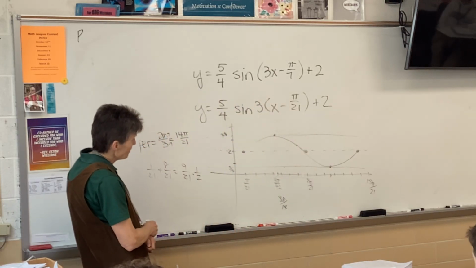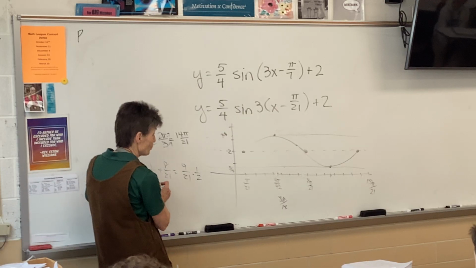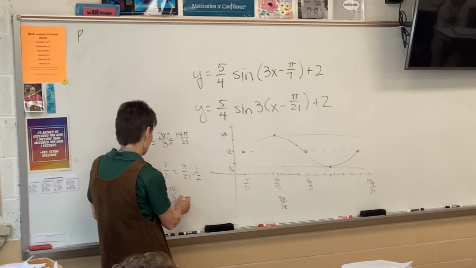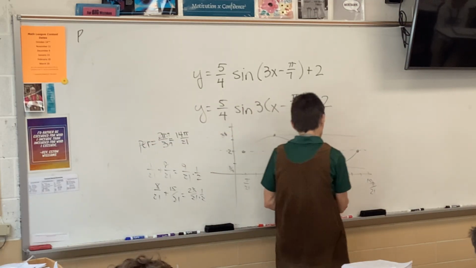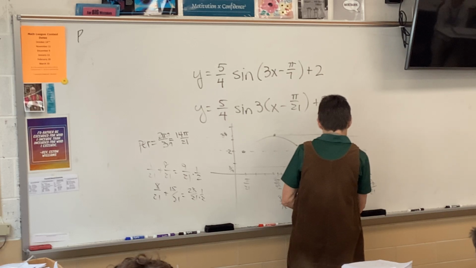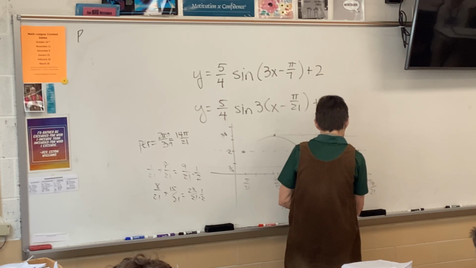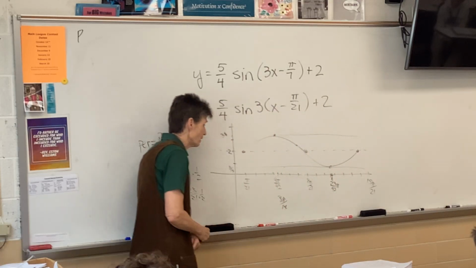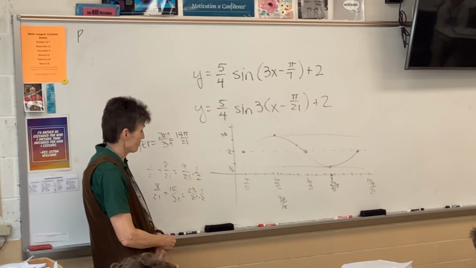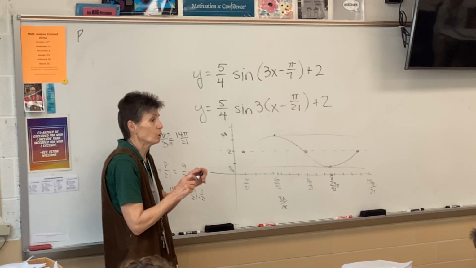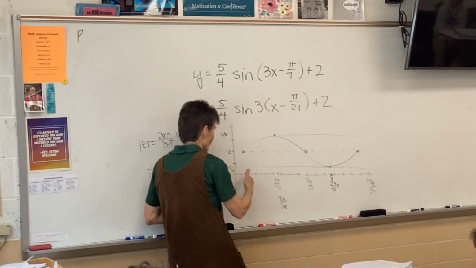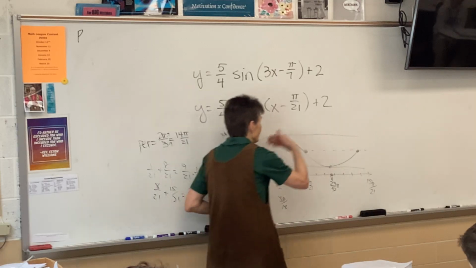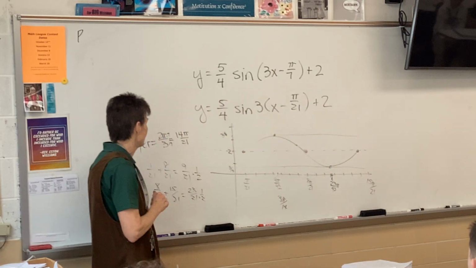And then where's the bottom of my valley? Well, halfway in between 8 and 15. So 23/42s. And there we go. Can't believe I did that. Learn from my mistake. Period, you have to take into account where you're starting. So I started here and went 14/21s.